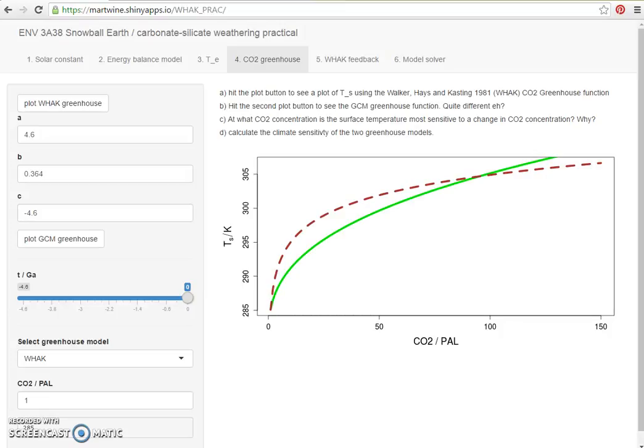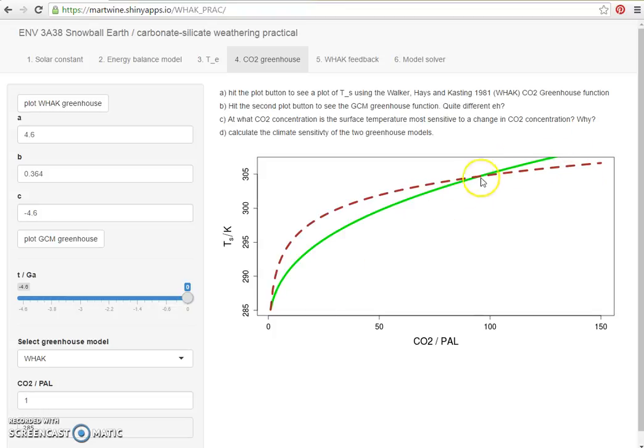So, question C asks, at what CO2 concentration is the surface temperature most sensitive to a change in CO2 concentration, and why? And so you can see from the shape of the plot, whichever of these models that you look at for the CO2 greenhouse, that the largest change in temperature with CO2 is at low CO2, at zero CO2, because that's when this line is steepest and most vertical. The reason for that is that the first bit of CO2 you put into the atmosphere is most effective. When you've got loads there already, most of the heat is already being trapped. So the effect of adding another bit of CO2 is relatively marginal up here.